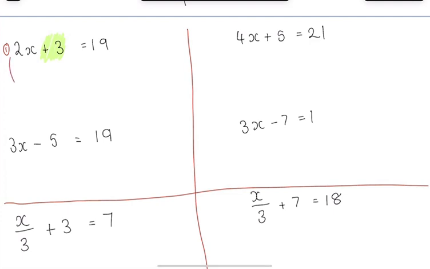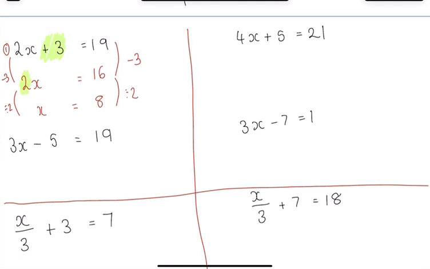So to get rid of the 3, remember we have to do the opposite. So we're going to take away 3 from both sides. And now we can get rid of that 2. Now remember, that's like saying 2 lots of x, which is just x times 2. So to get rid of it, we're going to divide by 2. And that leaves me with x equals 8.